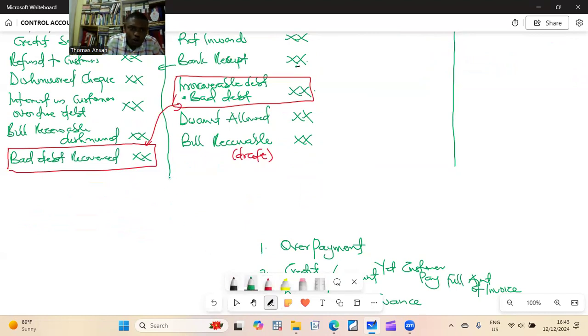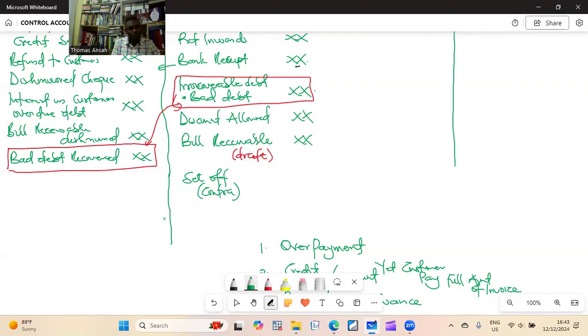Then the last thing that we probably want to talk about in terms of the item is what we call contra entry or set-off entries. So we have what we call set-offs or contra entry. So set-off. And I'm going to explain to you contra settlement. Now, what does that mean?